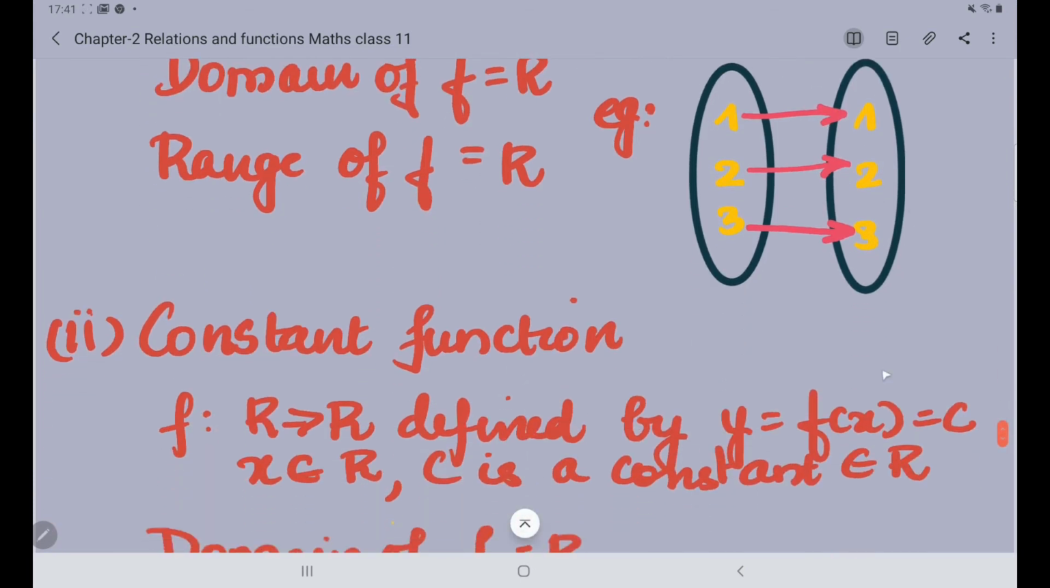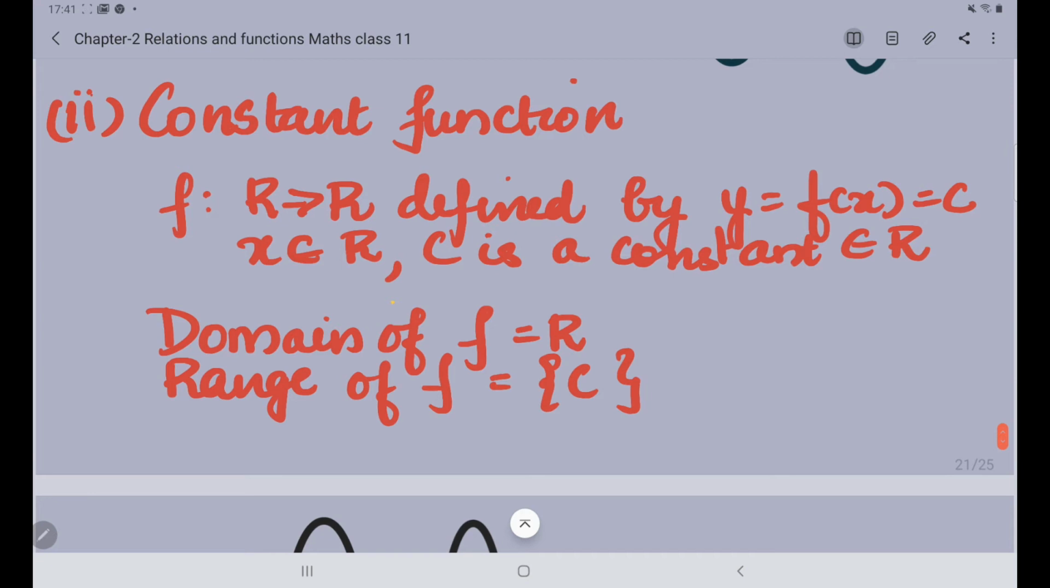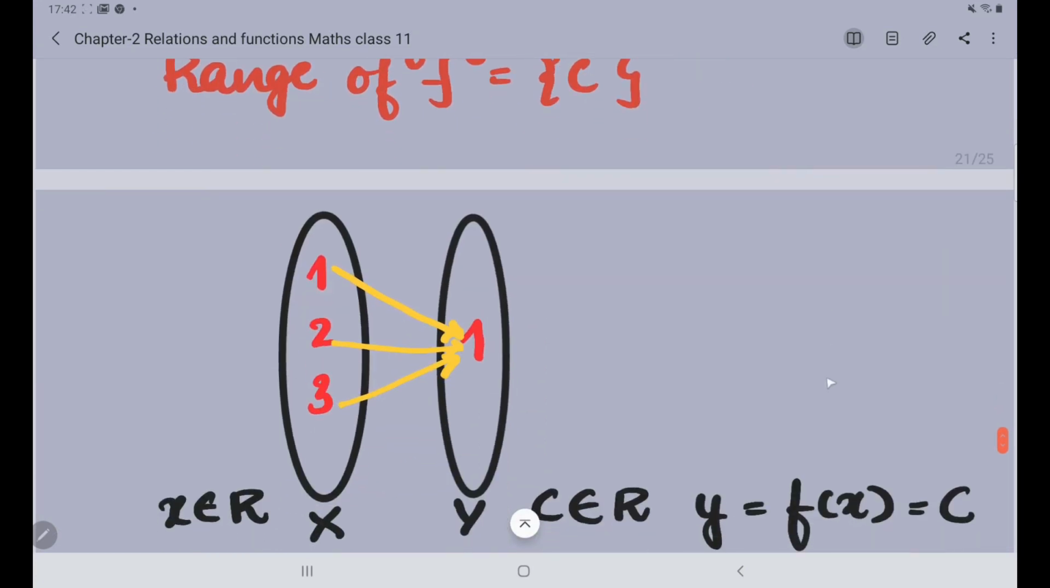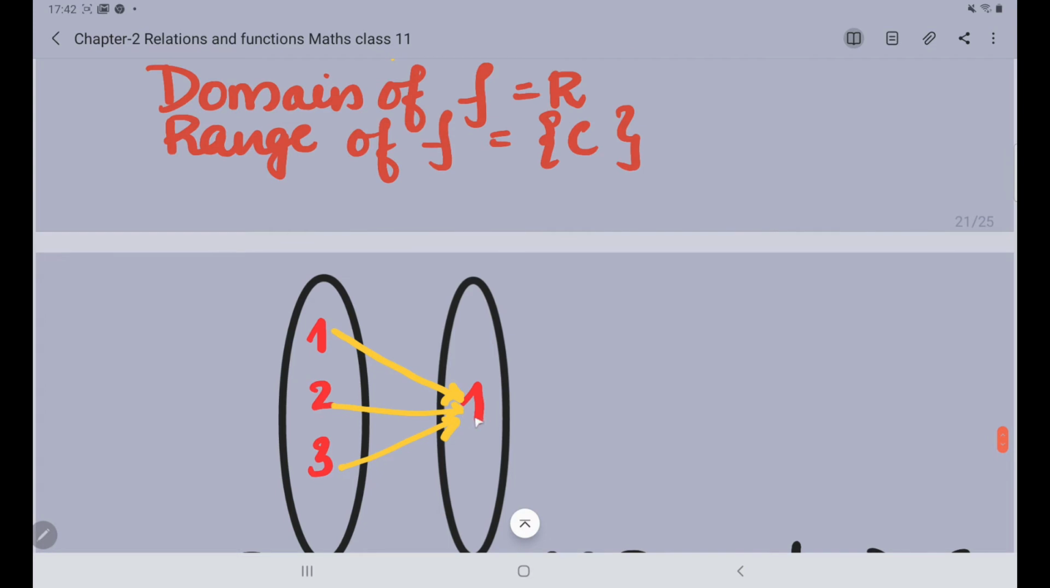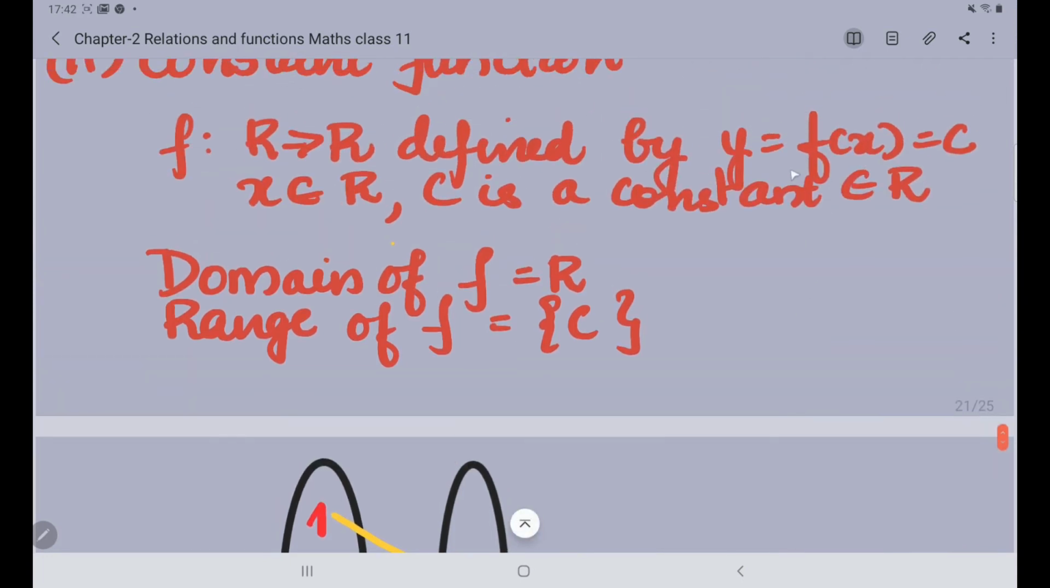Okay, now let's discuss what a constant function is. f is a function from R to R defined by y equals f of x equals c, where x belongs to R. Also, c is a constant which belongs to R. For example, let's take the value of this constant c as 1, which also belongs to the real number set. If you take the domain value 1, you get 1 only, because the function is y equals f of x equals c. So if you substitute 1, y's value is 1 itself. If you substitute x as 2, then also y is equal to 1 itself, because it is a constant value.